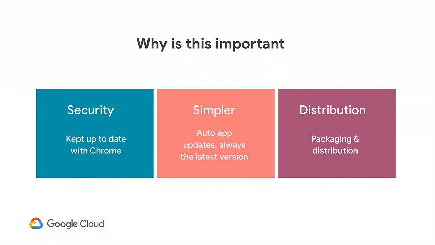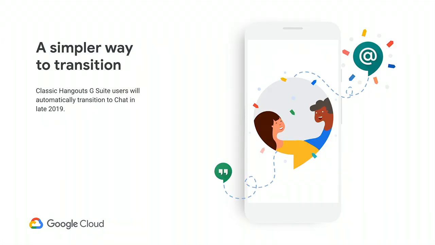So because of that, it's also simpler. Your users don't get prompted to update. You don't need to worry about deploying new binaries out and keeping them up to date. All this happens behind the scenes. And the third thing this does is it will give you the ability to distribute the app to your users from the admin console using Chrome's deployment management tools. So you can put this on your users' desktops without them having to lift a finger. So that's the third new feature. The fourth is, as we've talked to customers, we've gotten some asks for a simpler way to transition.